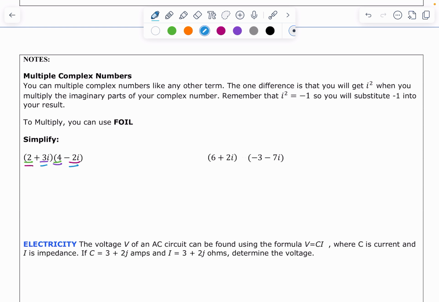You're going to get i squared in there. So that gives us 8 minus 4i plus 12i minus 6i squared. So then we can remember that i squared equals -1. So we're going to replace that i squared with -1. So we end up with 8, and then that's -6 times -1 becomes plus 6 minus 4i plus 12i. We can reduce that down to there.